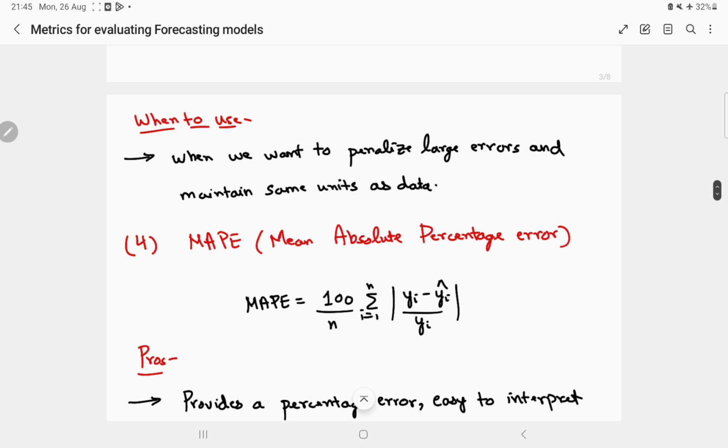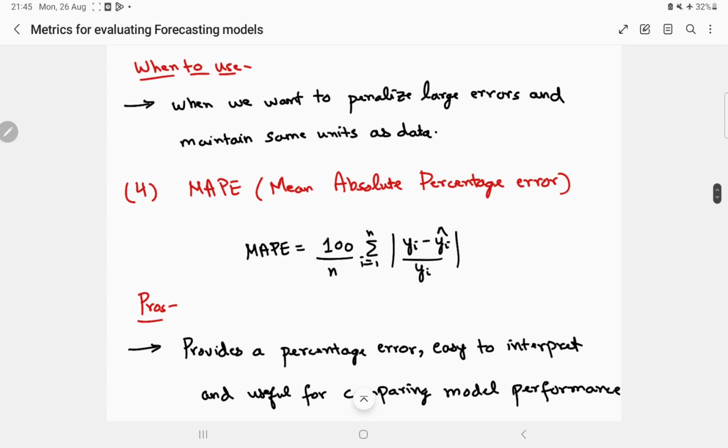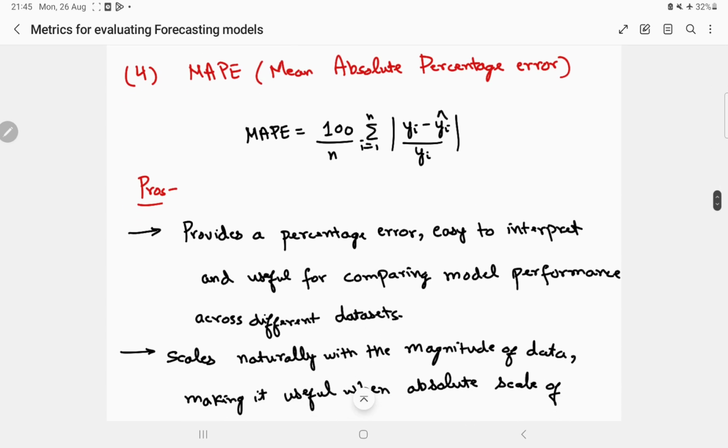So when to use RMSE? When we want to penalize larger errors and maintain the same units as the data. In such a scenario, RMSE is one of the most important metrics, and in fact it's one of the most commonly used metrics when it comes to evaluation of time series forecasting models. Let's talk about the fourth one, that is mean absolute percentage error, or MAPE in short. So MAPE measures the average absolute percentage error between the predicted and the actual values, and it's useful for understanding the error relative to the size of the data.